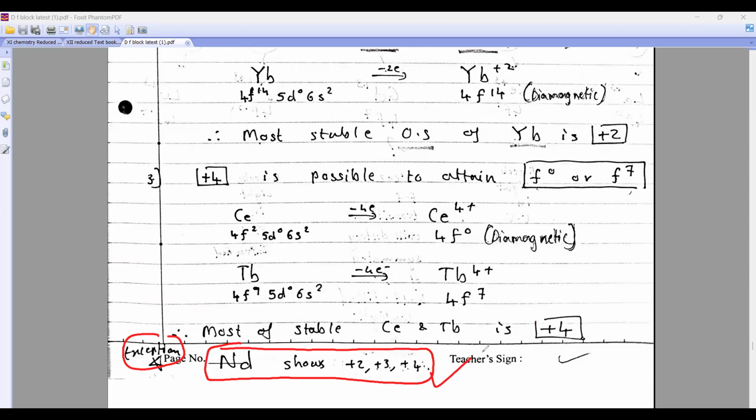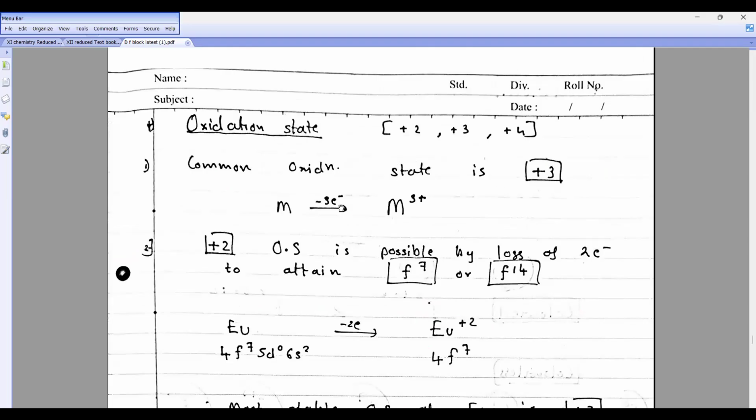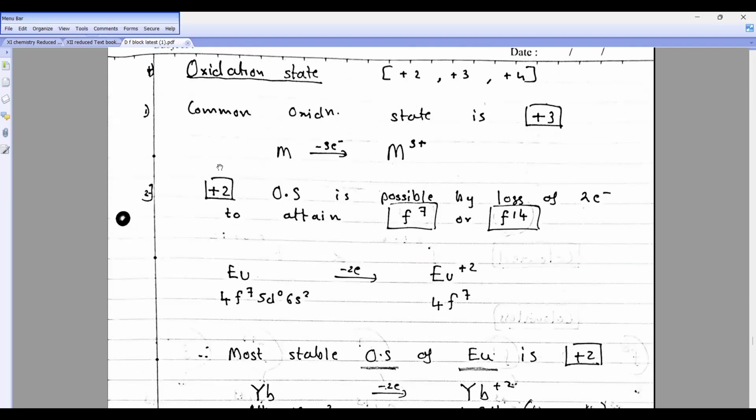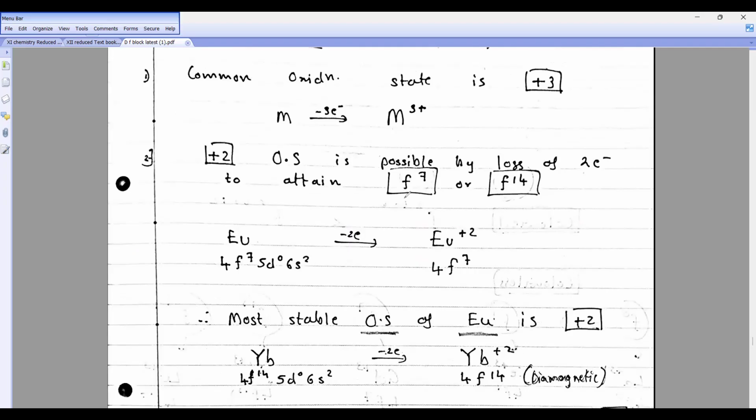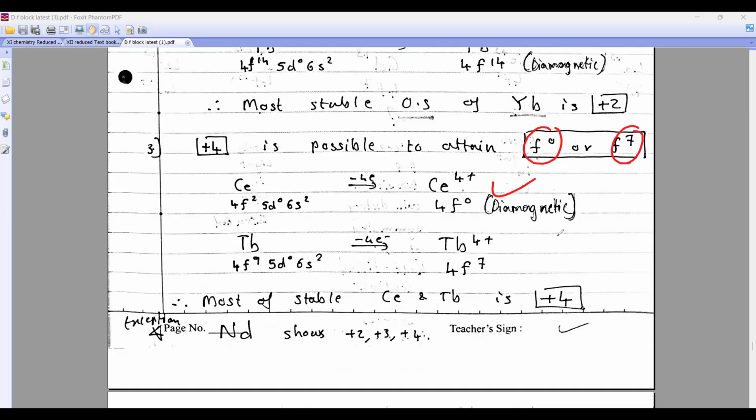Now in the exam a question will be asked: write a short note on the oxidation state of lanthanoids. So what all will you write? You will write this entire page. First, you will write that the common oxidation state is +3 because they lose 3 electrons. But sometimes they may show the +2 oxidation state by losing 2 electrons, f7 and f14, so europium and ytterbium. Then you will write that they can also show the oxidation state of +4 by attaining f0 and f7, cerium and terbium. And neodymium shows all three, name an element which shows all.